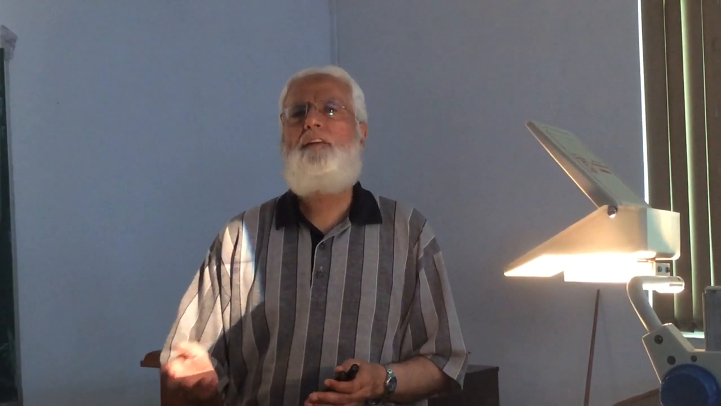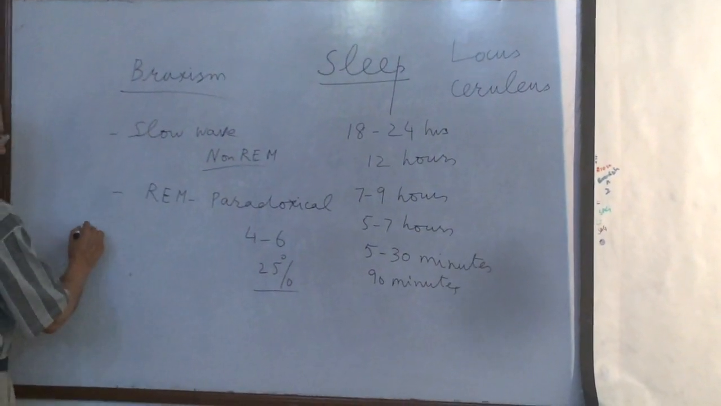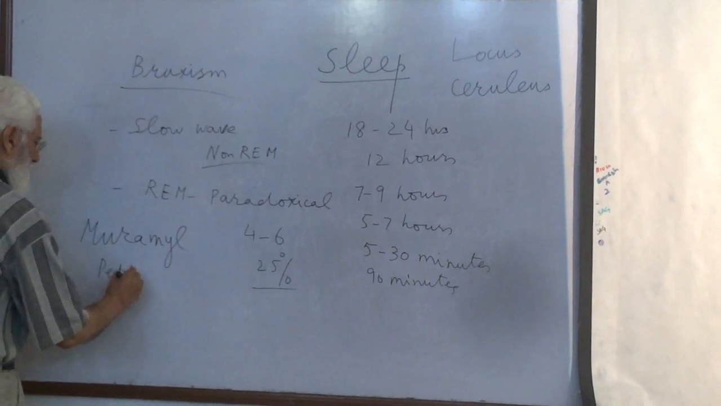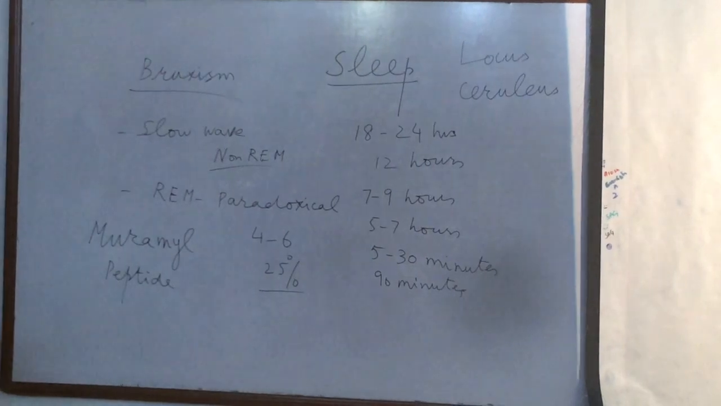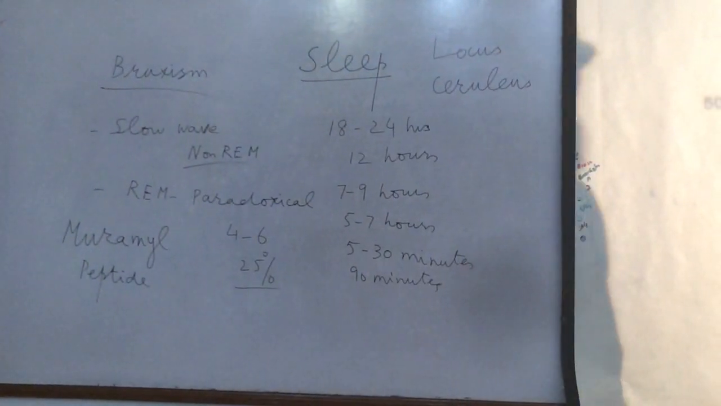So the animal is kept deprived of sleep for some days. A sleep factor appears in the CSF of the brain, then it appears in the blood and urine. And when this CSF is injected into another animal, that animal will sleep. One of these sleep factors has been identified chemically, and it is called muramyl peptide.